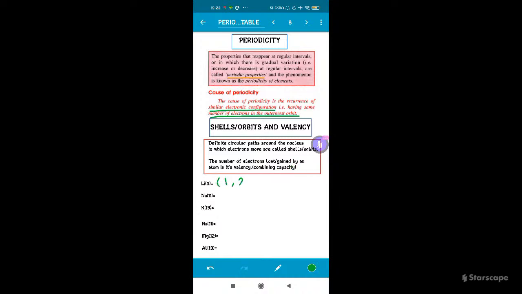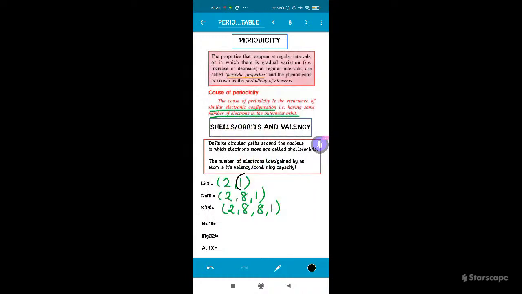I made a small mistake here. It will be 2, 1 for lithium. For sodium it is 2, 8, 1. For potassium it is 2, 8, 8, 1. What do you observe here?